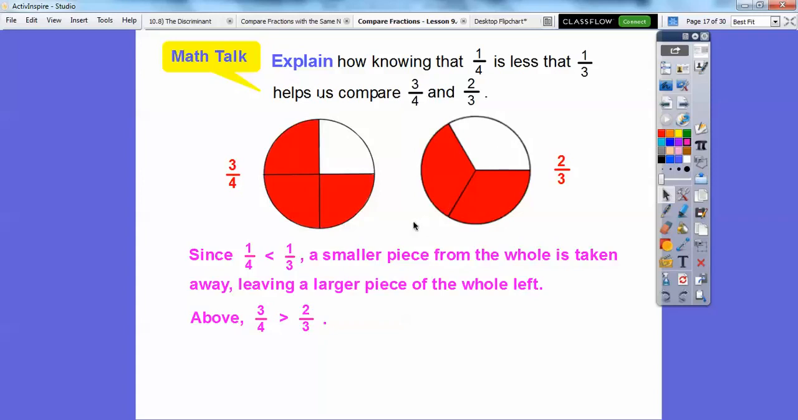Okay, and since 1/4 is less than 1/3, then the smaller piece from the whole is taken away. So if this smaller piece is taken away, that means there's more left over on this, they call it a fraction circle, than this one right here. So if you take the smaller piece away, it leaves the larger piece of the whole left over. So this 3/4 is bigger than this 2/3. Okay, see how 2 of the 3 are shaded right here? This is 2/3, and here 3 of the 4 are shaded. This is 3/4. There's more shaded here than over here. Okay, so since this 1/4 piece is less than this 1/3 piece, the remaining part's going to be bigger. Okay, does that make sense?